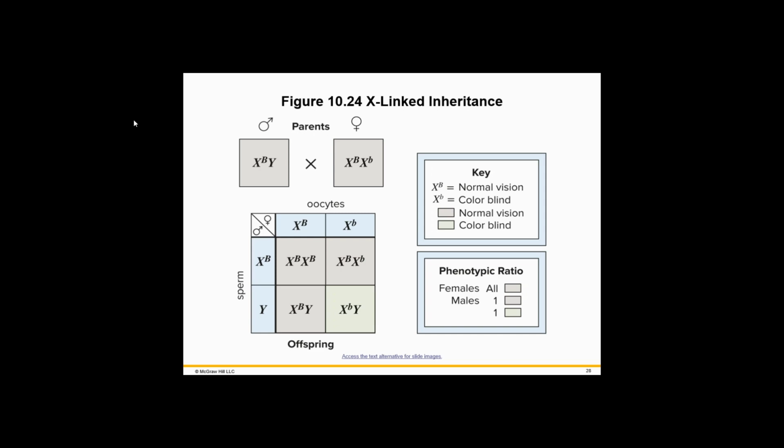For a male to be colorblind, you have to have the lowercase, recessive b on the X chromosome. They only have 1 X chromosome. So if you look at the far bottom right of the Punnett square, this denotes a male with color blindness.